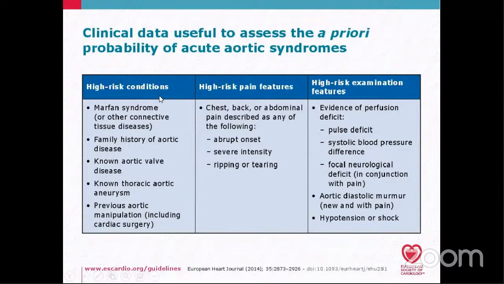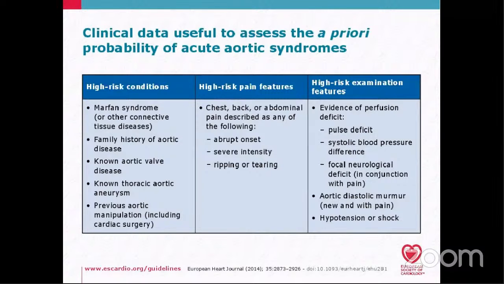So a high risk condition will put your patient in a high pretest probability if he has a well known Marfan syndrome, or a family history of acute aortic syndrome, aortic dissection, bicuspid aortic valve, Marfan syndrome, Ehlers-Danlos disease, or thoracic aortic aneurysm, for example, or he had a previous aortic manipulation, including cardiac surgery.